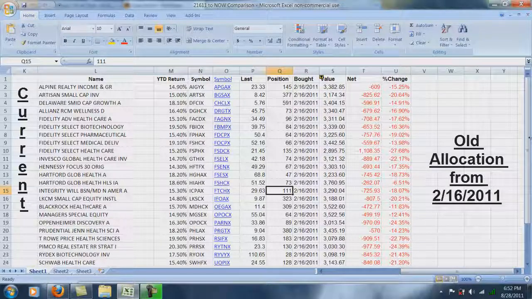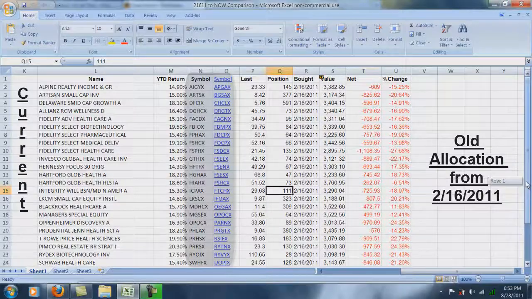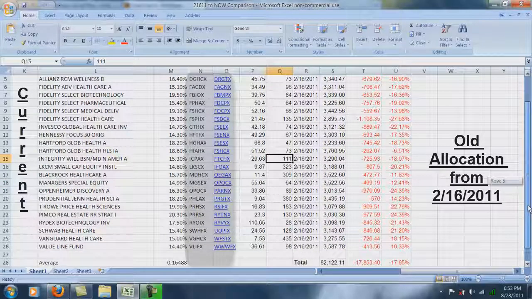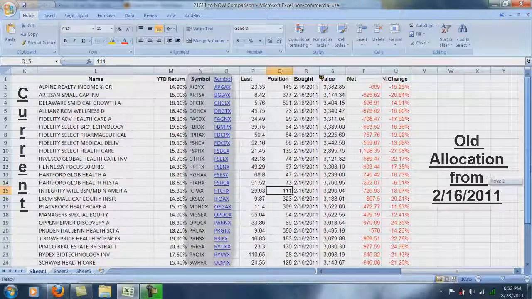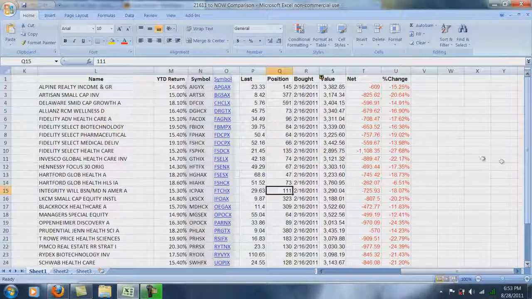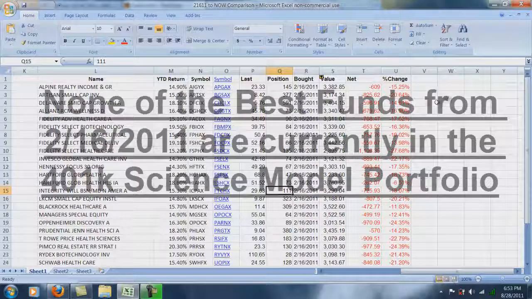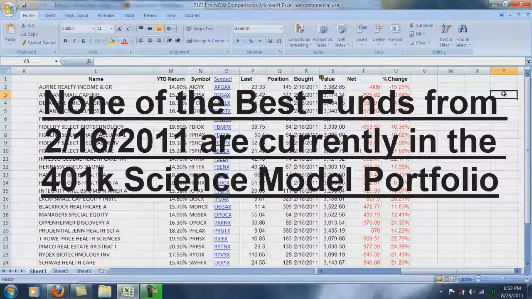So I have these in alphabetical order, and if you look at the symbol on the left that is in black type and the symbol on the right that is in blue type, you will notice that none of the ones here on the left are on the right, which means that none of these that we had 6 months ago on 2/16 of 2011 is currently in our portfolio. And in fact, the best ones from 2/16 of 2011 are no longer, none of them are the best ones today.